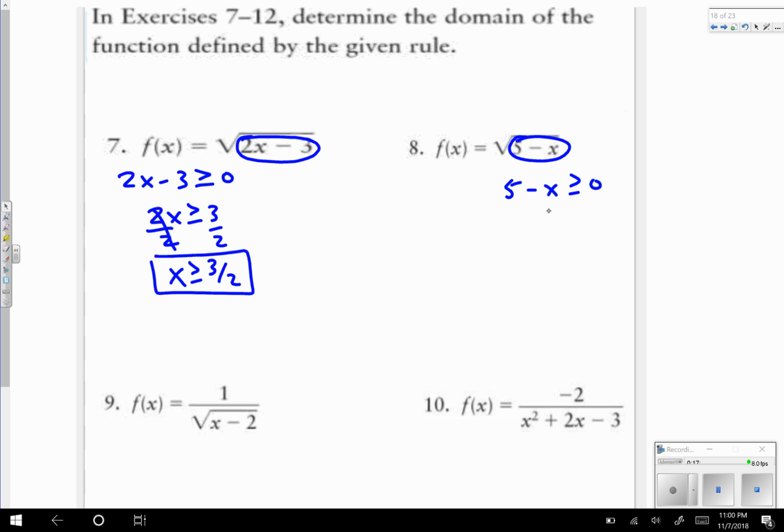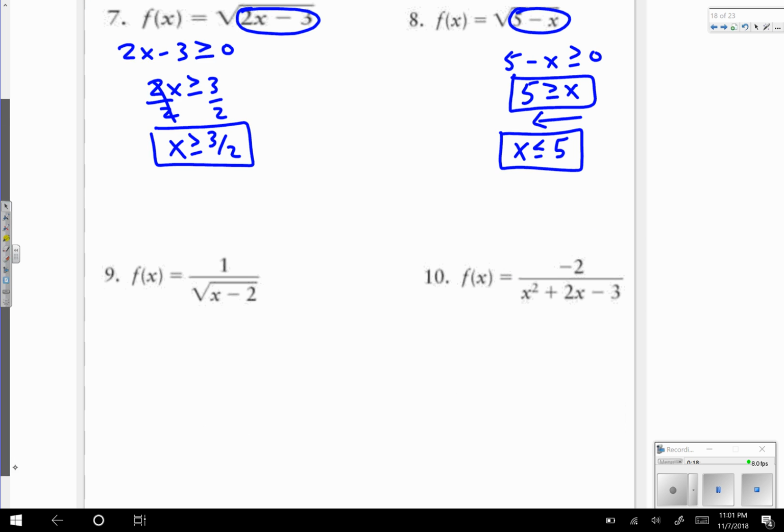So I add x to both sides. So I get 5 is greater than or equal to x. And then if I were to read this, 5 is greater than or equal to x, this is a little confusing. If you want to graph it, you have to put the x first. So x is less than or equal to 5, so everything basically just switches. So there's our domain. That's the same exact thing as this. So if you put this down, it should not be wrong, depending on your teacher.